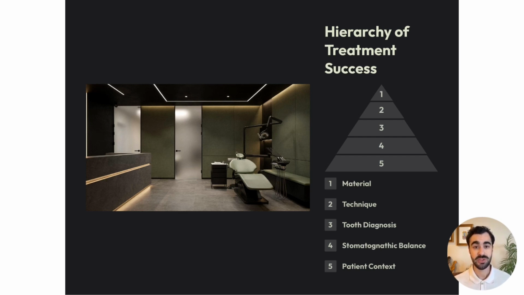Not because material does not matter, it does, but because the best material on the market means nothing in a patient whose etiological factors remain active, whose occlusion remains dysregulated, and who will continue destroying what you restored the same way they destroyed the original tooth.